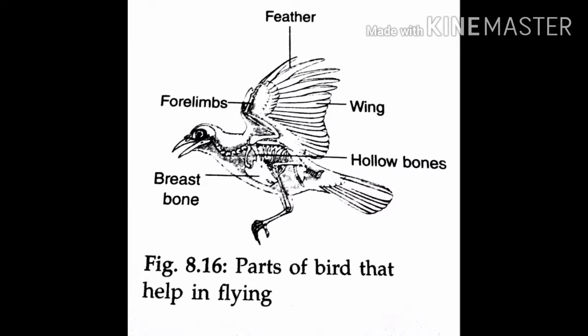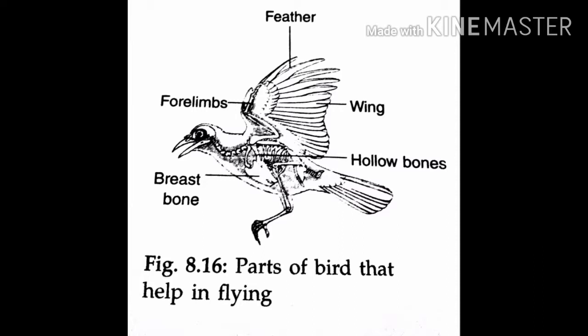Birds have hollow bones. Hollow bones means the bones contain air cavities which help keep their body light and help them in flight. That means flying. If they had very heavy bones, it would not be possible to fly. Because of these hollow bones, they can fly easily.